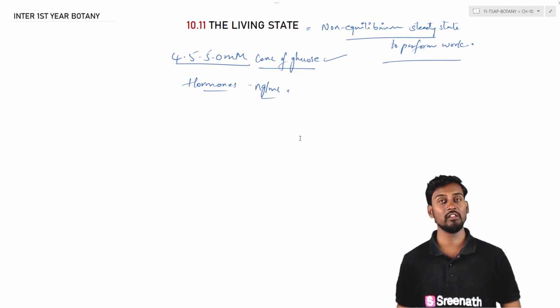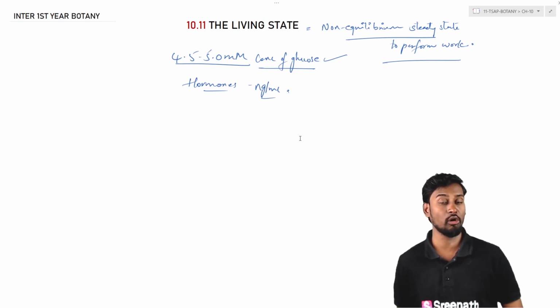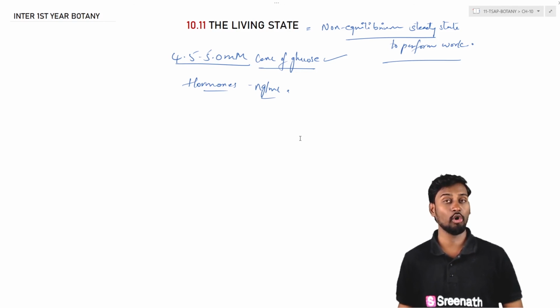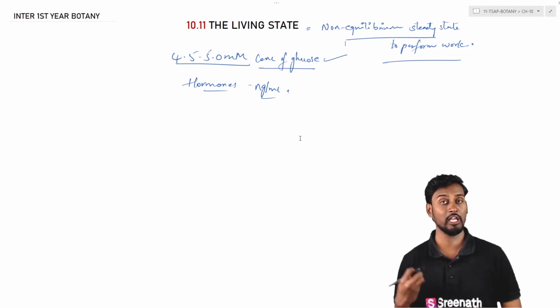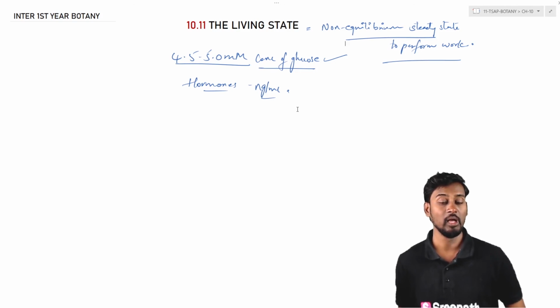And finally, what is the living? The living state is always a dynamic state, and it is a non-equilibrium steady state to perform the function and the work, where the biomolecules or the chemical components are always maintained in a steady state. That is a chemical range where the glucose concentration and the hormones are generally maintained in a steady state in the body.